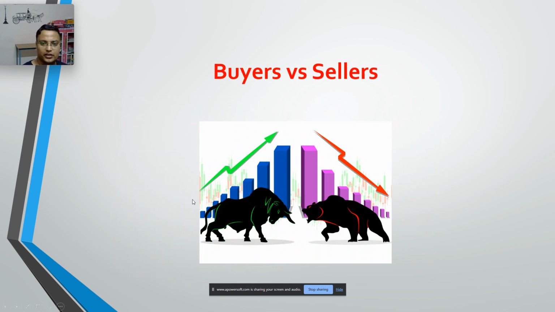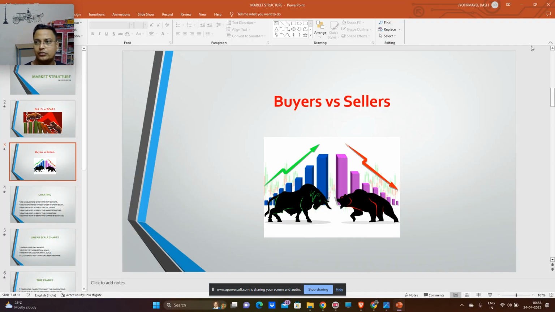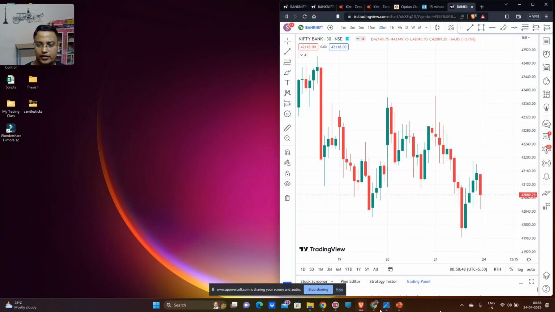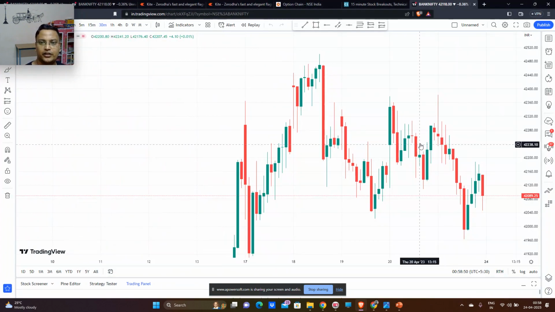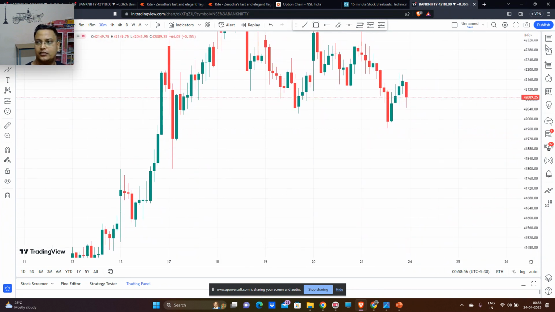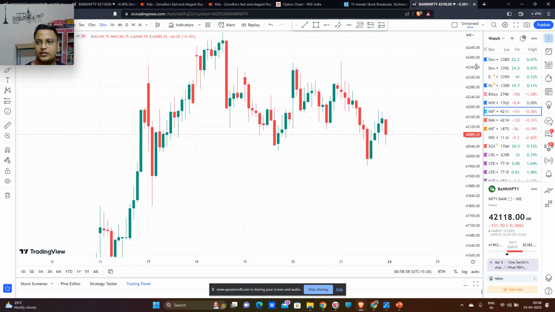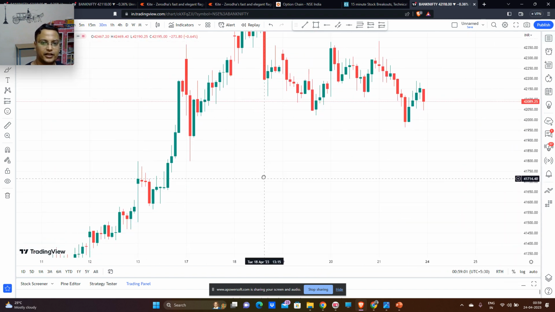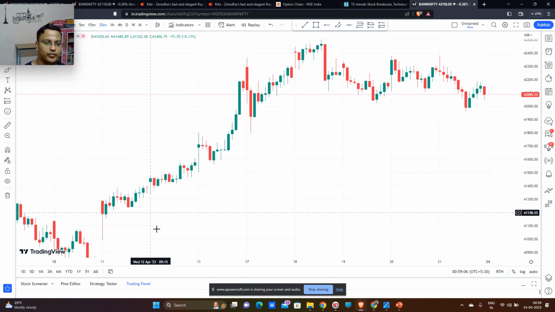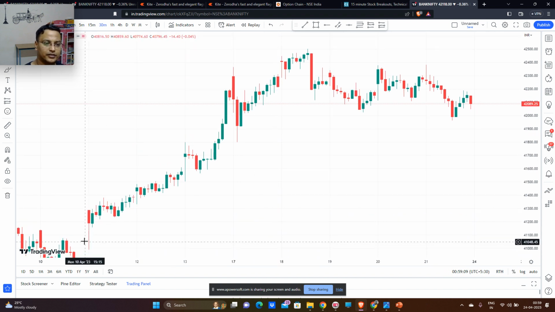Now, this is a picture you see when the bulls are in control. It is showing that the green color arrow is going up. That means the prices are going up. Let me take you to the chart to show it more clearly. You will understand better. This is the chart of Nifty. Nifty is an index chart consisting of the values of the top 50 companies of India.